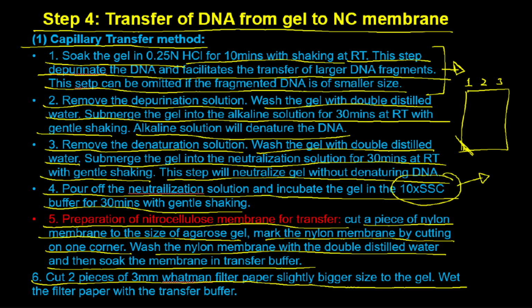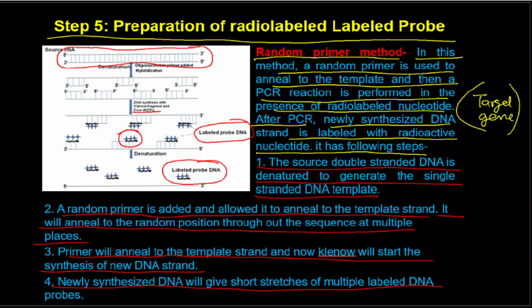Then the preparation of nitrocellulose membrane will be done, on which these DNA fragments will be transferred. Then the preparation of radio labeled probes. So basically we didn't go into details of the transfer of DNA to the NC membrane. You must have heard that in the video and must have understood also. We're just discussing an overview.